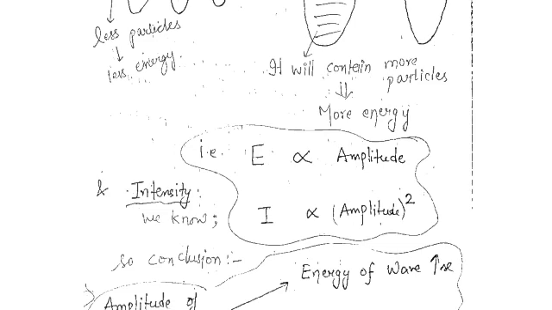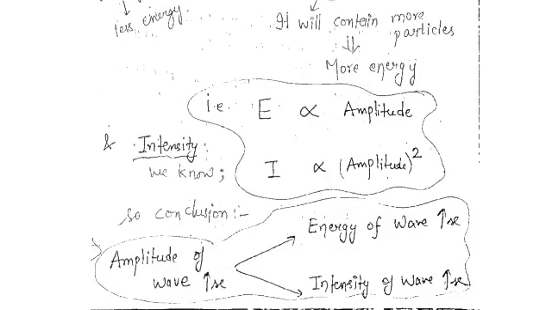Alright, now one more thing: energy is also proportional to the amplitude. So these are the two conclusions. That means if the amplitude increases, meaning more molecules are there in the wave, the energy would be higher, as well as the intensity of the wave.